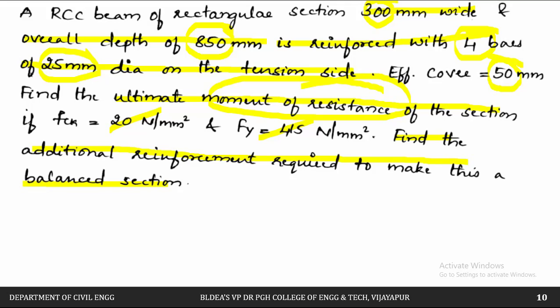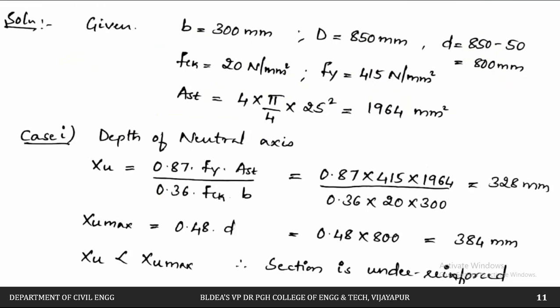So first we have to check whether it is over reinforced or under reinforced. Based on that we have to calculate how much additional reinforcement has to be provided so as to make this section a balanced section. So this is the given data. B is equal to 300, overall depth is 850 mm. We have to calculate the effective depth. How do you calculate effective depth?